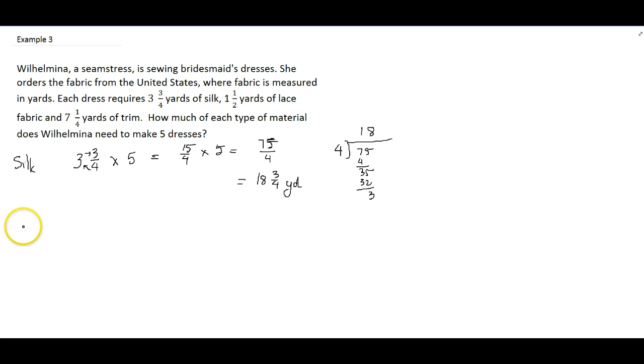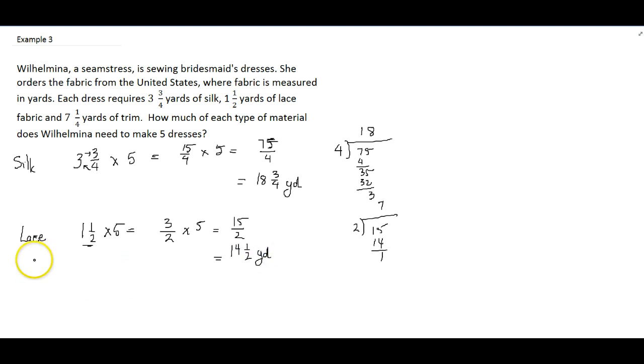Now let's look at our lace. That's 1 1/2 times 5. To multiply, we convert this into an improper fraction. 2 times 1 is 2, plus 1 is 3, so we have 3 over 2 times 5. That gives us 15 over 2. And again, we convert that back into a mixed number. And 2 goes into 15 7 times, with a 1 remainder. So we have 14 1/2 yards of lace.